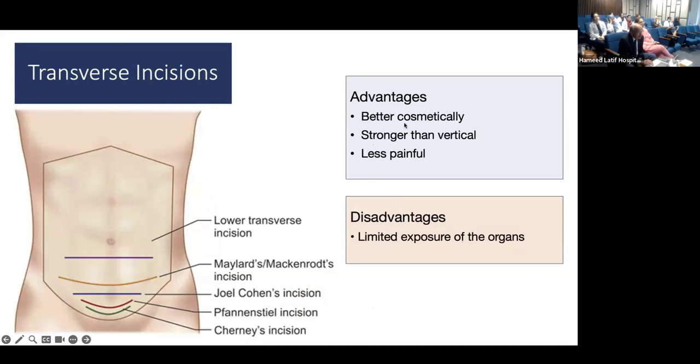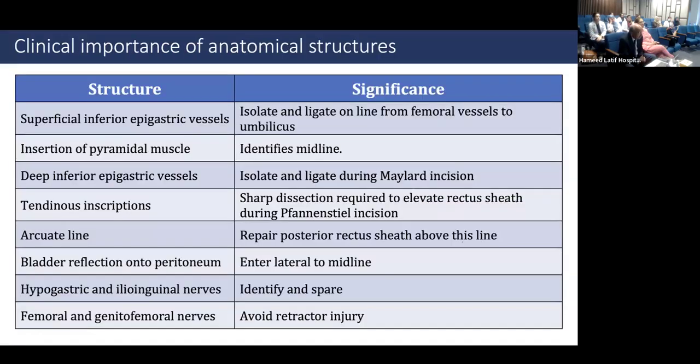Transverse incision advantages are better cosmetically, stronger than vertical, less painful. Disadvantages, limited exposure of the organs. Now, this is the clinical importance of anatomical structures. Superior and inferior superficial epigastric vessels: isolate and ligate on the line from femoral vessels to umbilicus. Here, insertion of pyramidalis identifies midline. Anyway, these are various points.